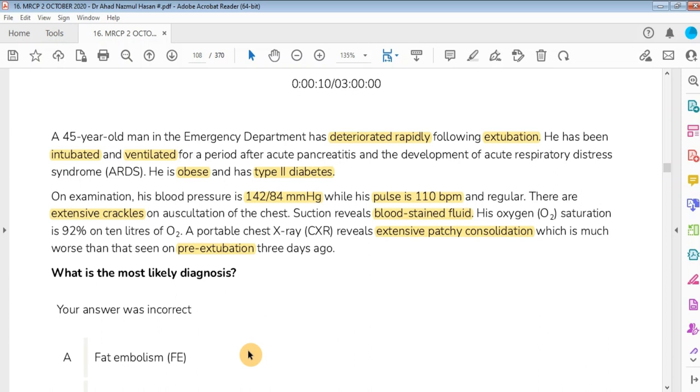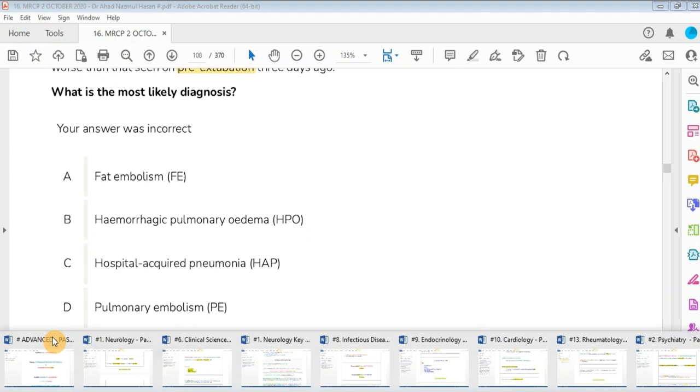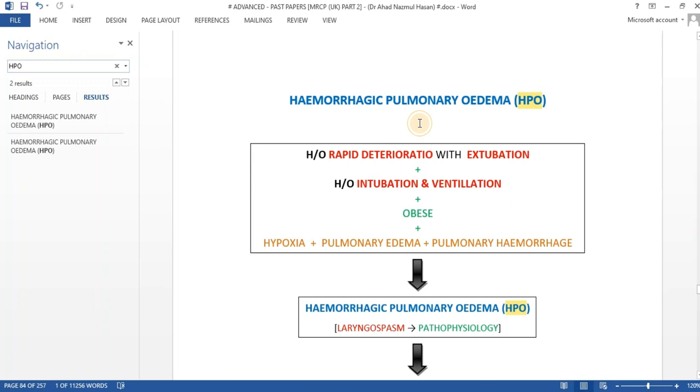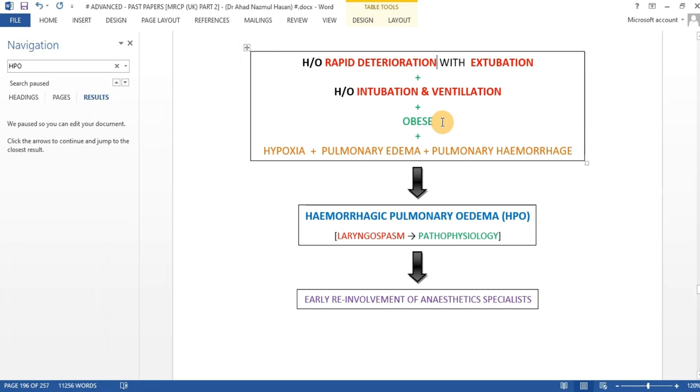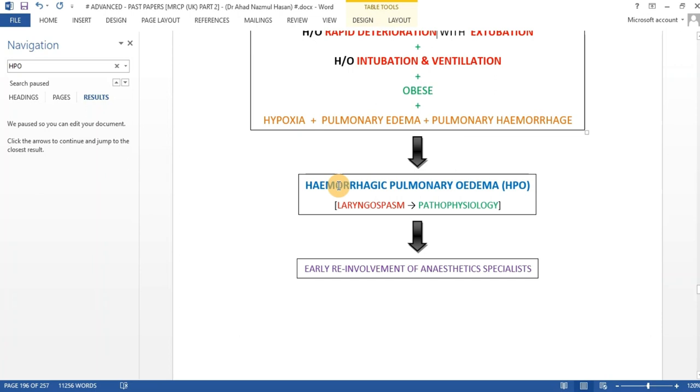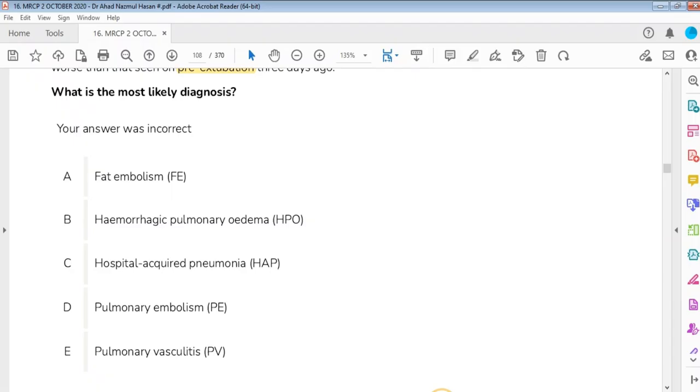Yes, very good. This is a case of hemorrhagic pulmonary edema, HPO. So history of rapid deterioration with extubation, with prior history of intubation and ventilation, usually in an obese patient, having features of hypoxia, pulmonary edema, and pulmonary hemorrhage, points towards hemorrhagic pulmonary edema. And laryngospasm is the underlying pathophysiology, and urgent anesthetic specialist intervention should be introduced.